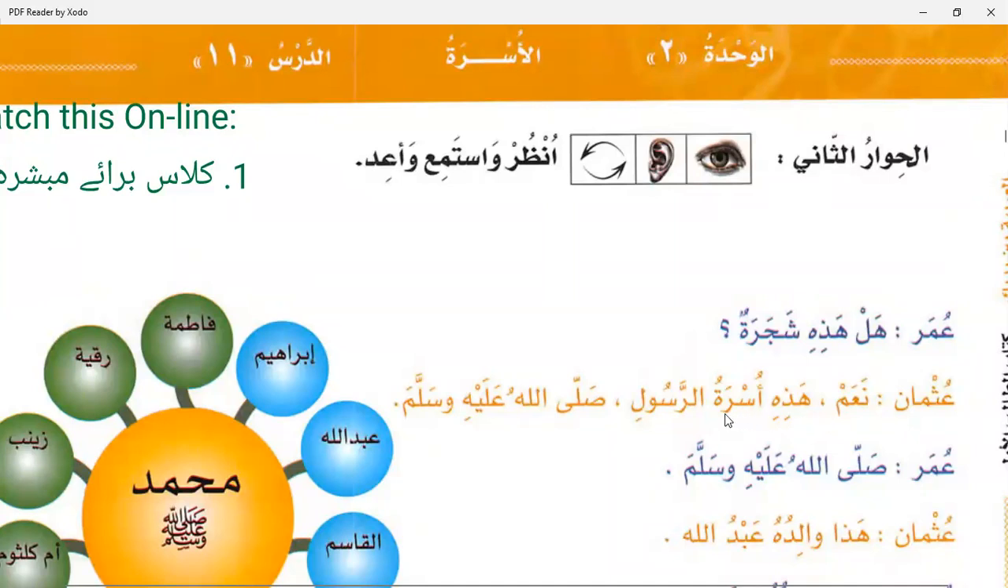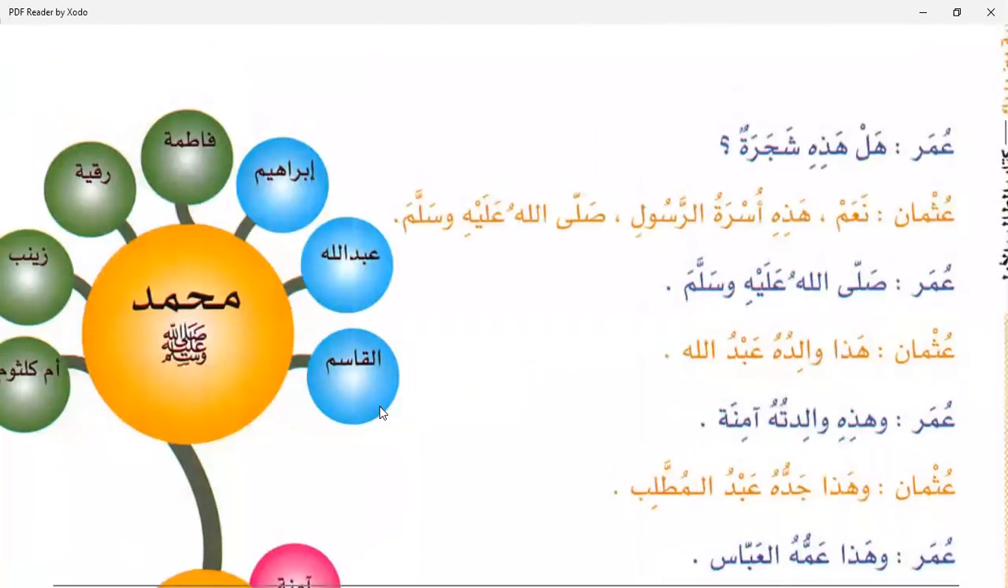This is the family of Rasulullah sallallahu alayhi wasallam. And as you all know, it is necessary for Muslims, whenever they hear the name of Prophet Muhammad, peace be upon him, to say sallallahu alayhi wasallam. That's why Umar replied with sallallahu alayhi wasallam. So in this dialogue, whenever I say the name of Muhammad sallallahu alayhi wasallam, you will also say sallallahu alayhi wasallam.